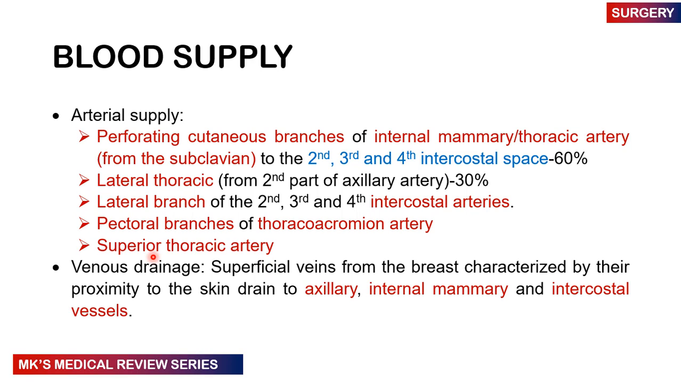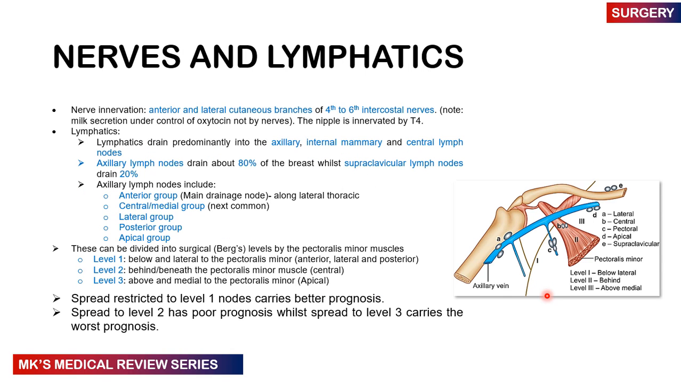Then, of course, the venous drainage, you have the superficial veins from the breast that are going to be characterized by their proximity to the skin. These are going to be draining to the axillary, internal mammary, as well as the intercostal vessels. Then last but not least, we'll look at the nerves and the lymphatics.